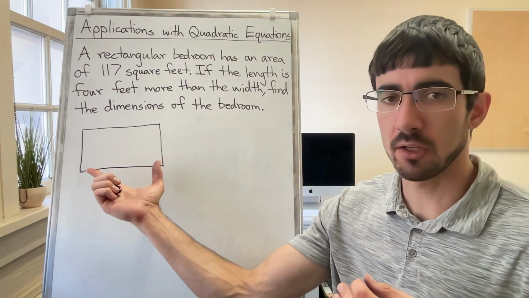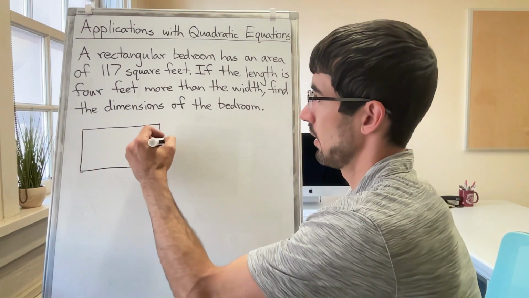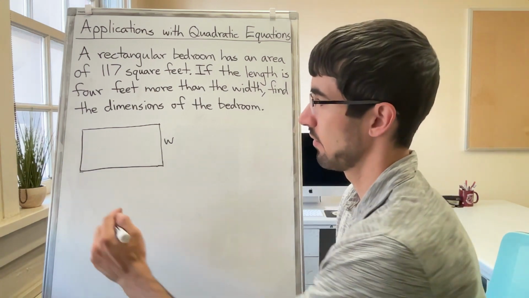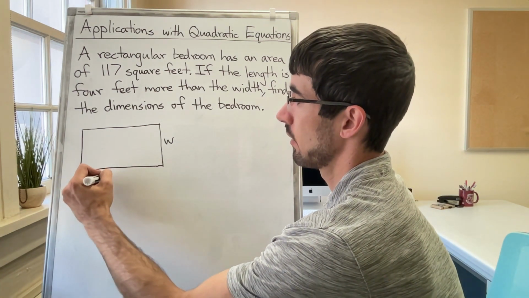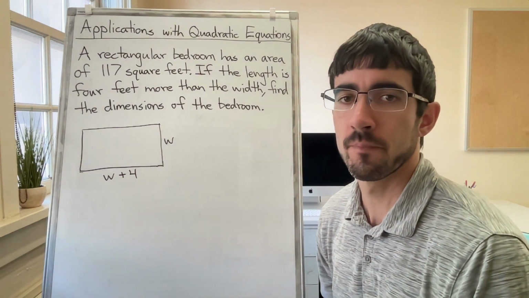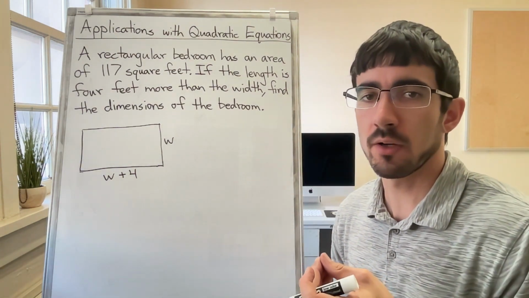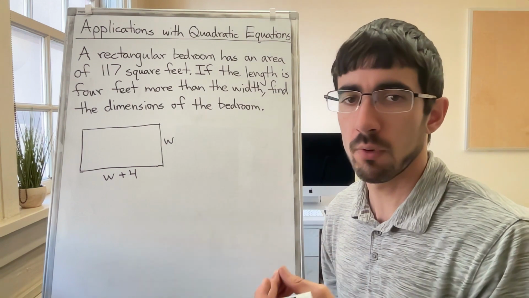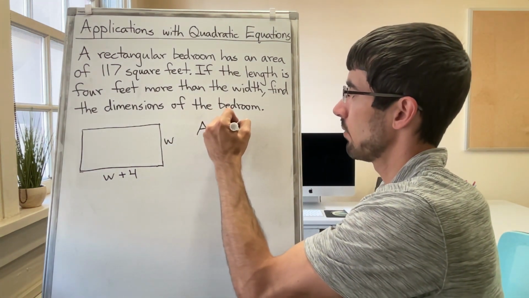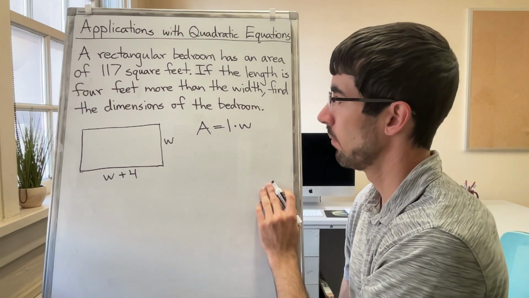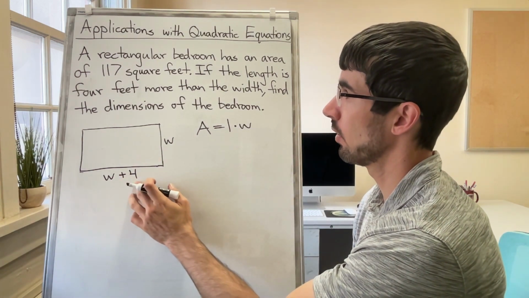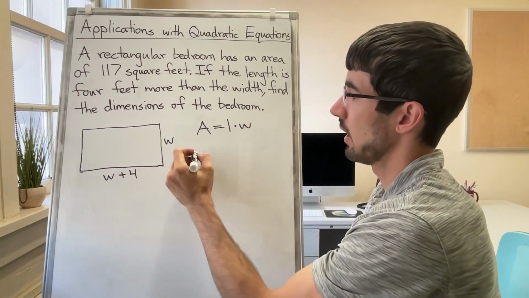So here I have a rectangular bedroom. If I use a variable w to describe the width, the length is 4 feet more than the width. So I'll say w plus 4 for the length. We also have to pull in some prior knowledge about the area of a rectangle. We know that area of a rectangle is length times width. But now we're working with a length of w plus 4, and we know that the area is 117.